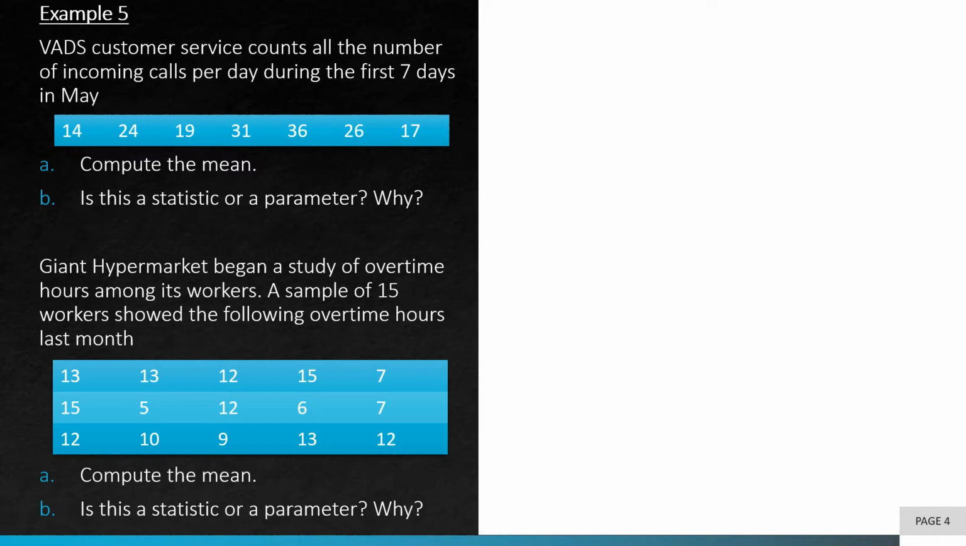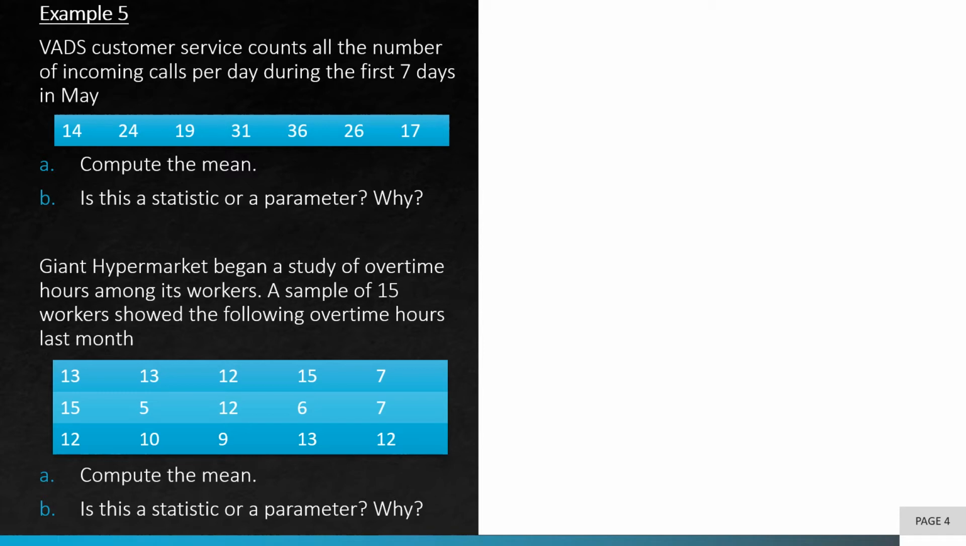We see here we have this company, VATS. VATS customer service counts all the number of incoming calls per day during the first 7 days in May. They ask you to compute the mean, and then they also ask you, is this a statistic or a parameter? Now remember guys, if you don't know what a statistic or a parameter is, please pause the video and go back to topic 1. I have already taught you the difference between a parameter and a statistic. So go check that out. All right, so this is the first part of the question.